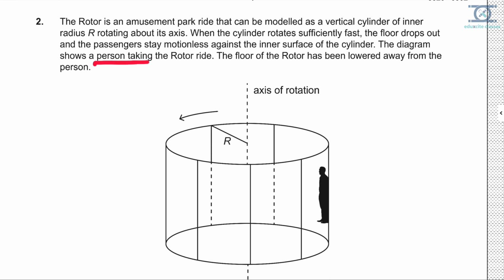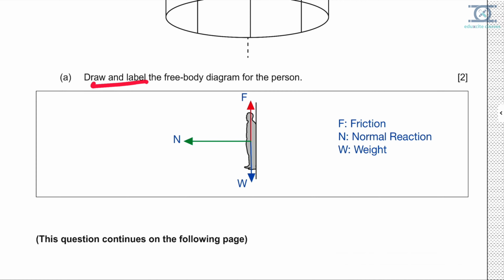The diagram shows a person taking the rotor ride. The floor of the rotor has been lowered away from the person. So you can see here it is lowered away from the person. Draw and label the FBD of the person. So you can see here it is not moving anywhere. So the forces acting are, the first one is the weight which is acting in the downward direction. The one which is responsible for the person to stick to the wall is your friction, which is acting in the opposite direction, and the normal reaction force which is acting perpendicular to the surface.